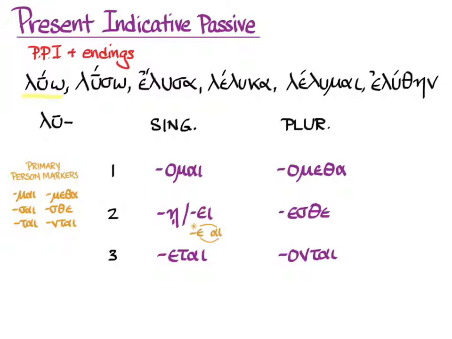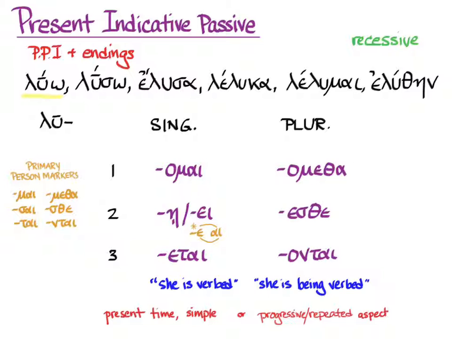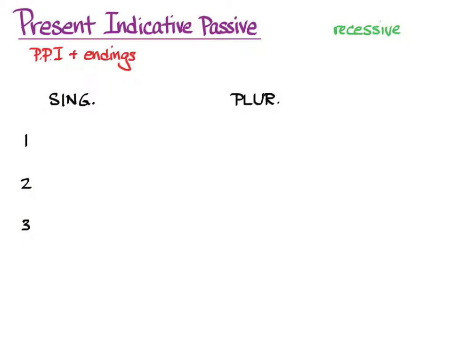The accent for present indicative passive is recessive. The default translation is "she is verbed" or "she is being verbed," because this is present time with simple aspect or present time with progressive, repeated aspect. Now let's see this in action.